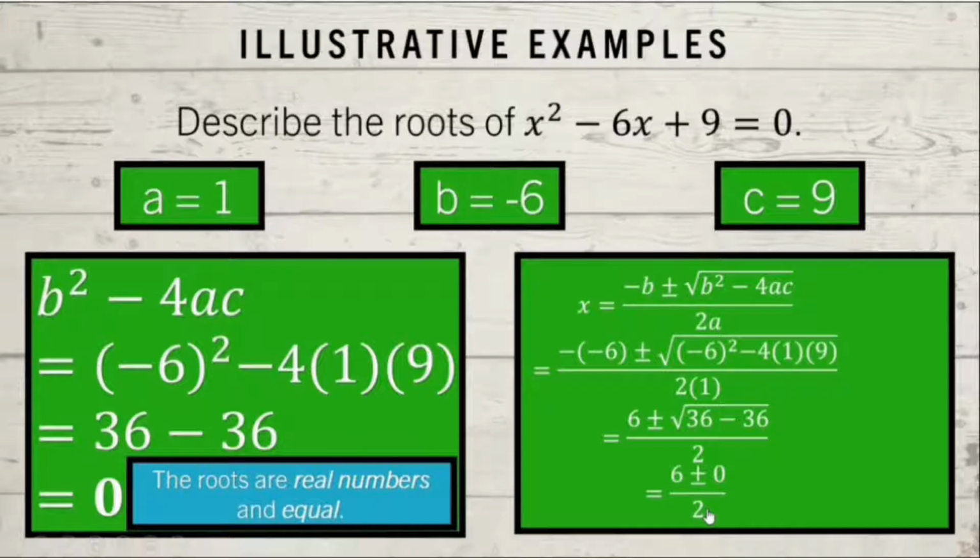And then separate the two operations. We will have 6 plus 0 over 2, or that is 3. And the second one is 6 minus 0 over 2, which is also 3. Therefore, the roots of x squared minus 6x plus 9 are real numbers and equal. As you can see, they are both 3.